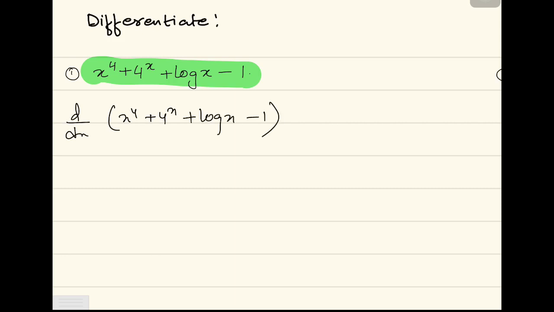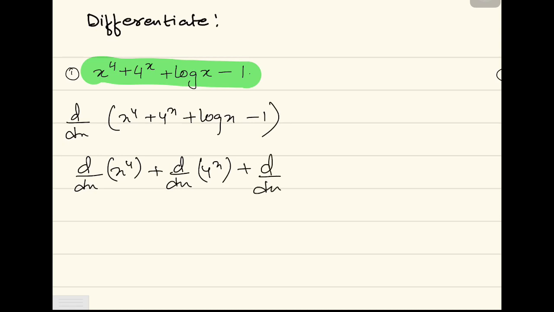So now you know from basic rules of differentiation, d/dx can be distributed, isn't it? So I can individually do this. I can write d/dx of x to the power 4 individually, plus d/dx of 4 to the power x individually, and d/dx of log x individually. See how I am distributing the d/dx? Minus d/dx of 1, isn't it? Now that I have distributed it, let's differentiate it individually.